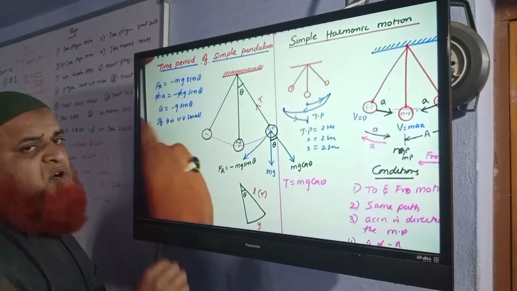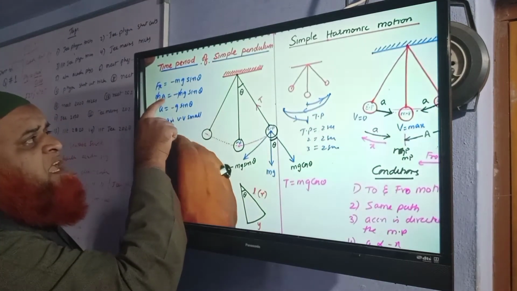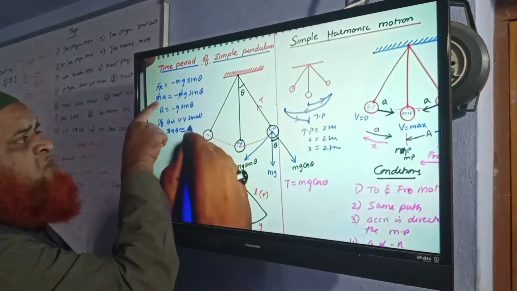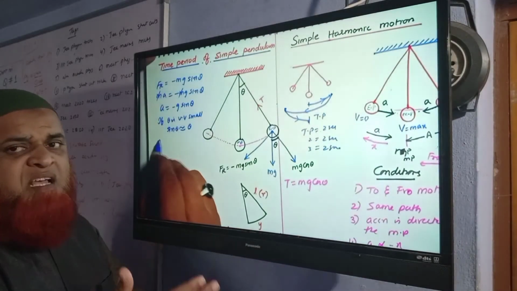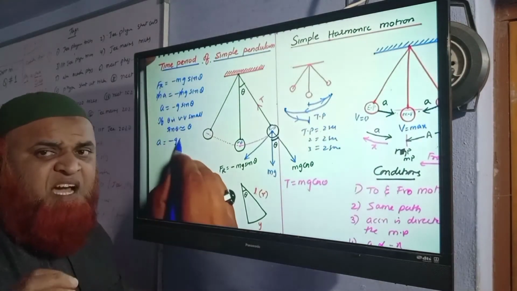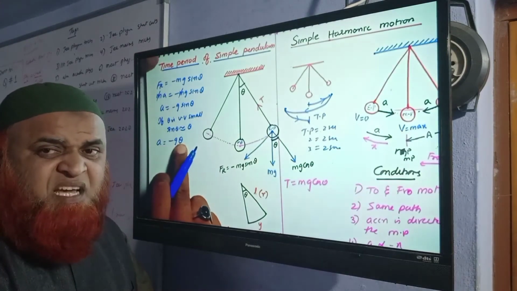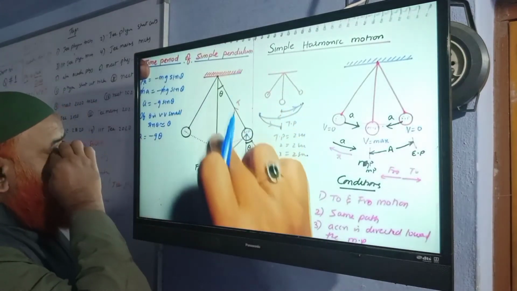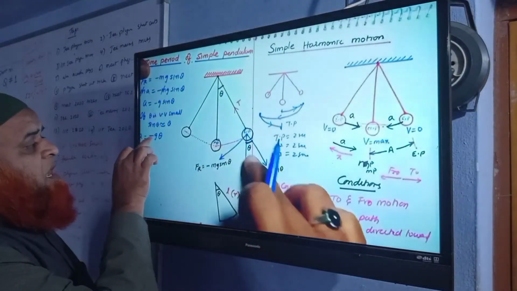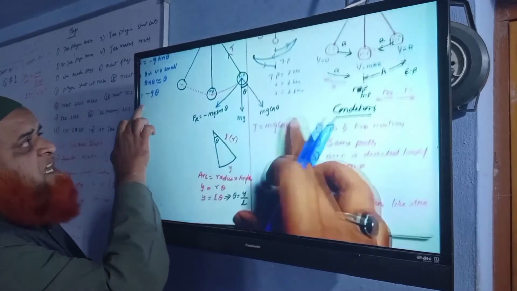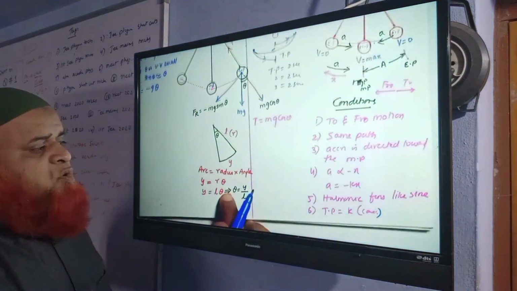So, you know, according to Newton's second law, F is equal to ma. This is minus mg sin theta. So, m gets cancelled. a is equal to minus g sin theta. If theta is very, very small, in trigonometry, tan theta or sin theta is considered as theta here. So sin theta is replaced with theta. So a is equal to minus g into theta.